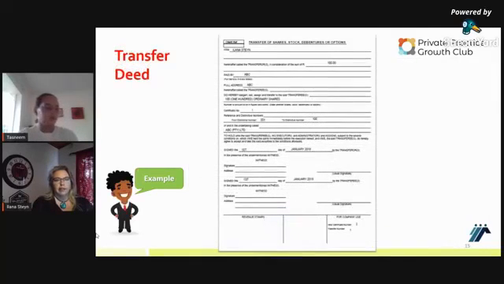Great. Then the next form that I want to show you is called a transfer deed. Under the old Companies Act, we called it a CM42, but under the new Companies Act, we are actually using transfer deeds. So in the case where shares are being transferred from one person to another, this is captured on this document.